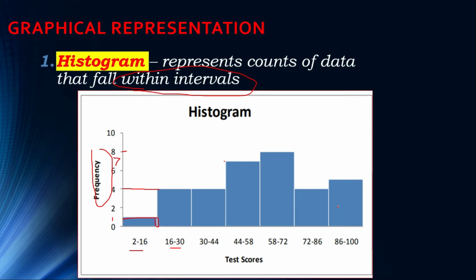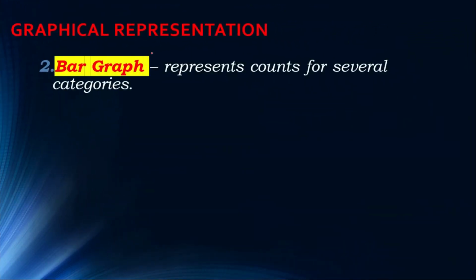And last, we have here 86 to 100. Ano ang tapat niya? Gitna siya ng 4 and 6. So, 5 yung kanyang frequency. So, ganun yung histogram. The data that falls within intervals. Na-arrange siya into class intervals. Okay, histogram. Next is bar graph.